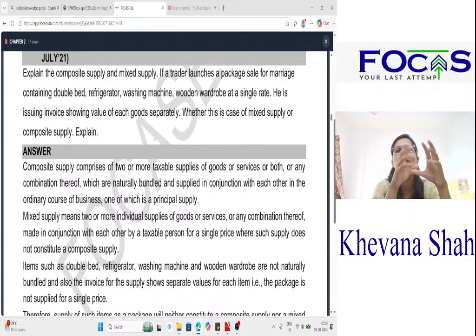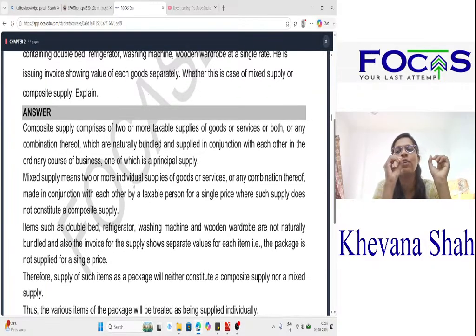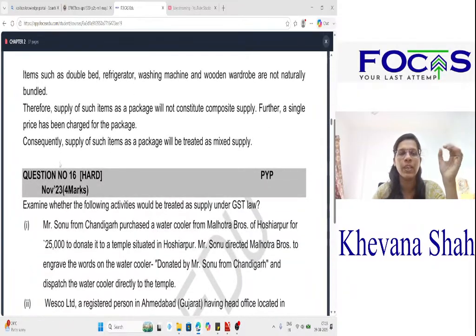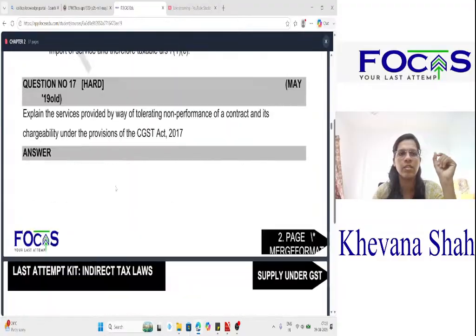So since they are showing us separate value for each good, so each of these goods can be taken as a separate supply, and when you are taking each of the goods as a separate supply, then this is neither mixed supply nor composite supply. Okay, and the rate of GST that you will be applying here is the individual rates of all the individual items that are given to you. Now let's see the next question.